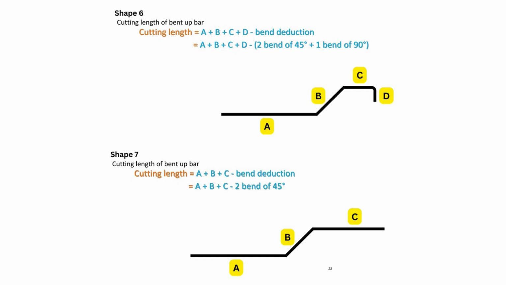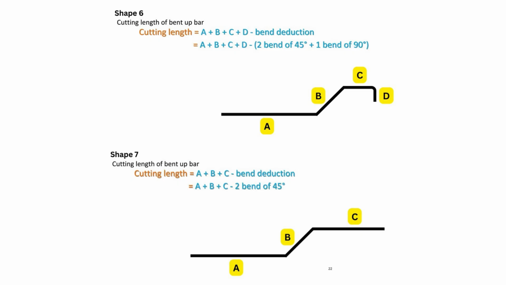Shape 6 cutting length and bend deduction explanation. Shape 6 consists of four linear segments labeled A, B, C, and D, with a total of 3 bends, 2 of 45 degrees and 1 of 90 degrees. To find the total cutting length, we begin by adding all the straight segments. Cutting length, before deduction, equals A plus B plus C plus D.